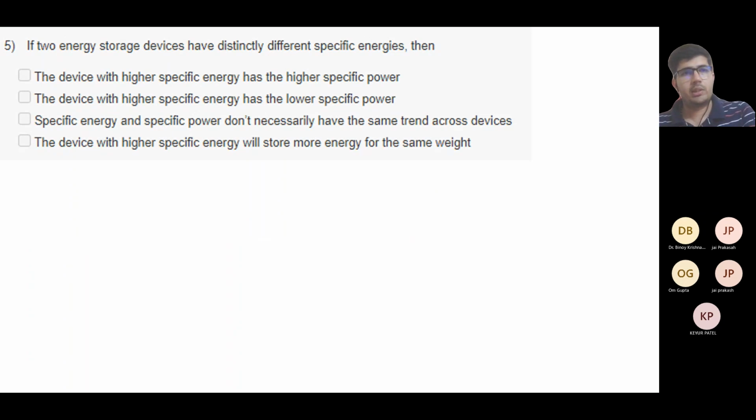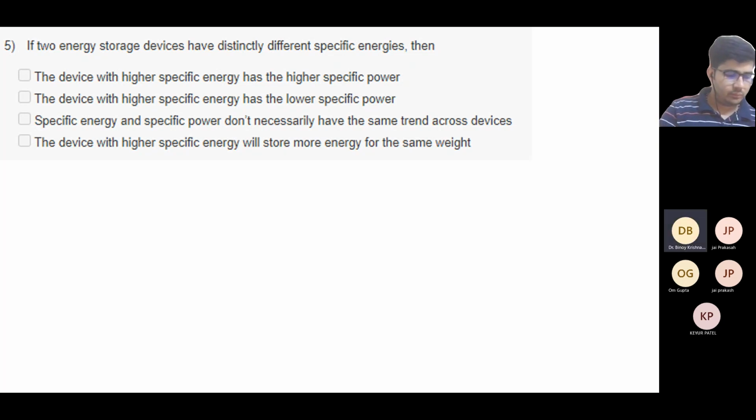If two energy storage devices have distinctly different specific energies, then the device with higher specific energy has the higher specific power. The device with higher specific energy has a lower specific power. Specific energy and specific power don't necessarily have the same trend across devices. The device with higher specific energy will store more energy for the same weight. Go through all the options. Take 2-3 minutes to answer.